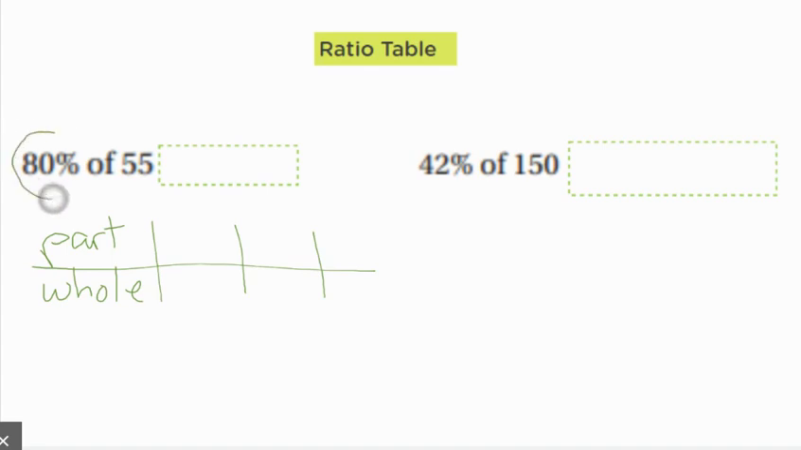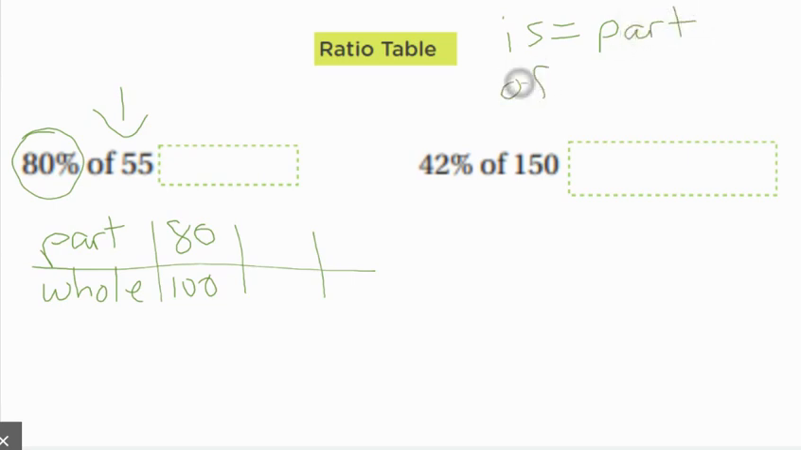Okay, so we're going to take our 80% and make it a fraction. So we're going to say 80 over 100, because remember, 100 is always your whole in percent. So now we're going to work with of 55. If you remember, is is our part and of is our whole. So of is our whole, so we come over to our whole and write 55.